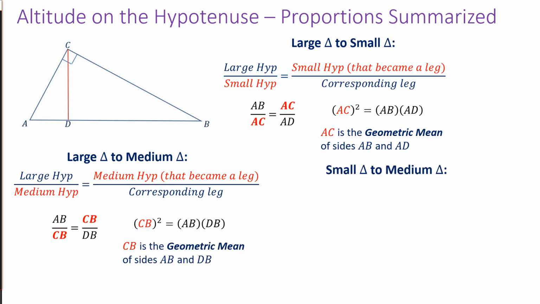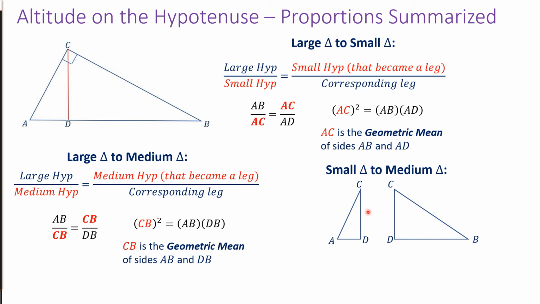All right, last relationship is really easy to see. You're just looking at the small and medium triangles, and you don't have to look at a hypotenuse. You're literally comparing these like we would any other similar triangles. We're going to say small leg to large leg, and then that small leg CD of the small triangle is the smaller leg here. So small leg to large leg, small leg to large leg.